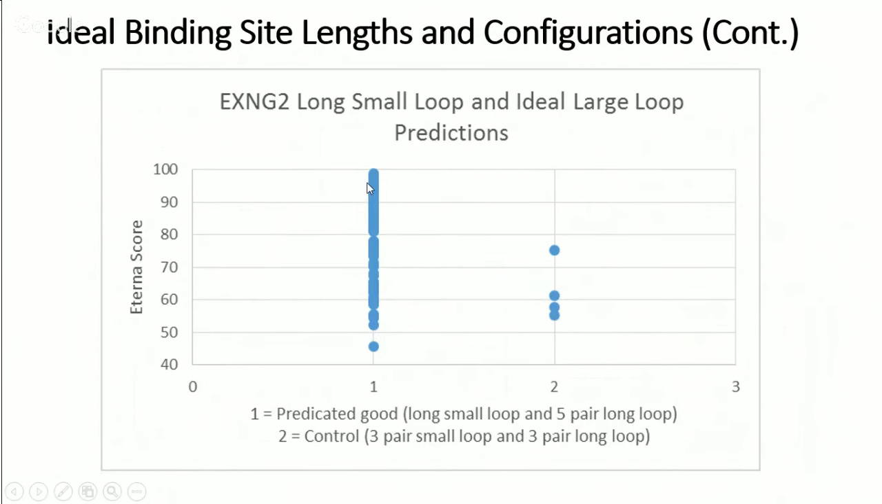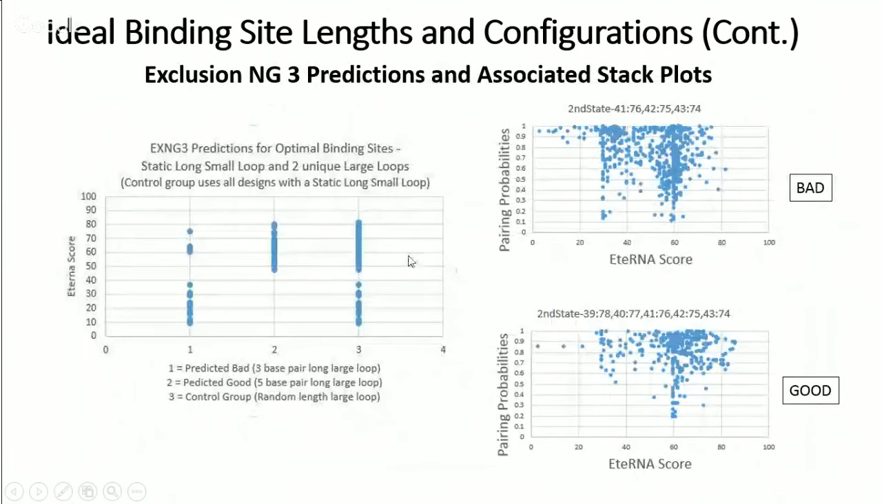Extrusion NG2 scored in the 100s. Extrusion NG3, I have a little bit more detail on this one because I was actually able to put good and bad predictions in here, because the nature of this facilitated having good and bad predictions more than the other ones. But here you can see the separation, and the real thing to pick out here is that the predicted bad is so far down here.